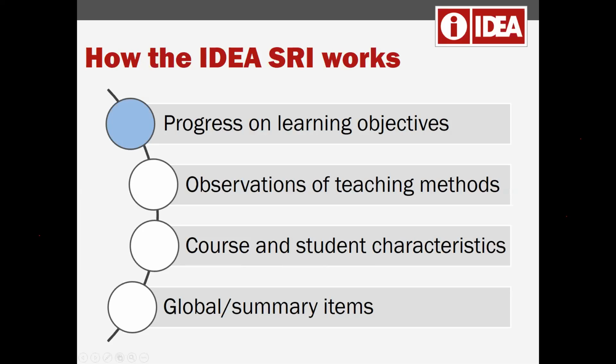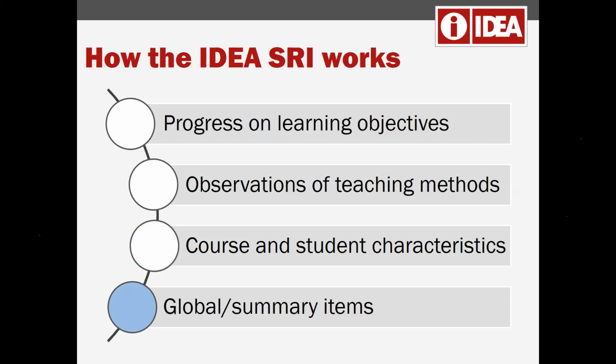Second thing that we do is ask students for their observations of 19 different teaching methods. So we don't ask them to report on the quality or the effectiveness of the teaching methods. We simply ask them to indicate how frequently they observe those teaching methods. We also ask a set of questions related to the course and the students themselves. So here in these questions, students self-report things like their motivation to take the course, their level of background preparation, and then also tell us a little bit about the course, things like how difficult they found the subject matter.